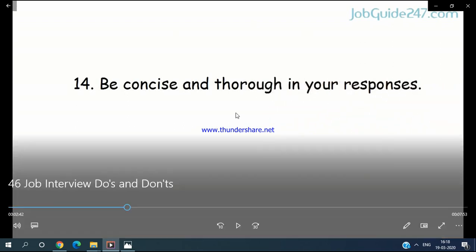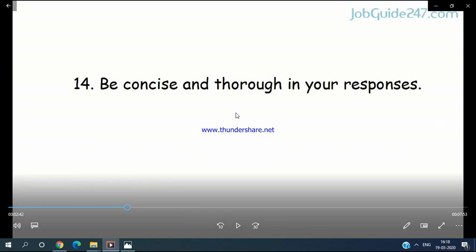Be concise in your responses. Be concise. Be alert. Whatever words you are going to select, whatever sentence you are going to speak, be alert what you are speaking, right? Remember, listen to your voice. अपनी आवाज को सुनना है. सिर्फ बोलने पे फोकस नहीं करना है. Speak, listen, listen and speak.